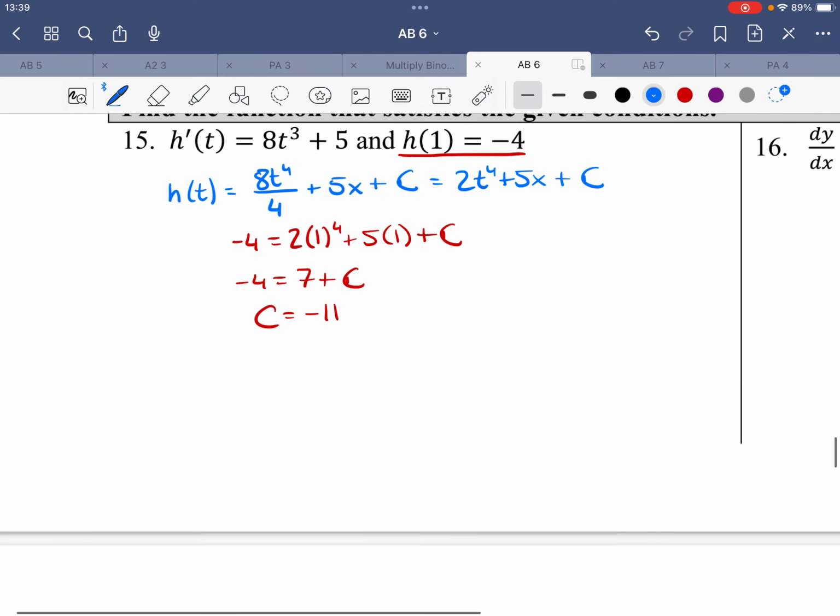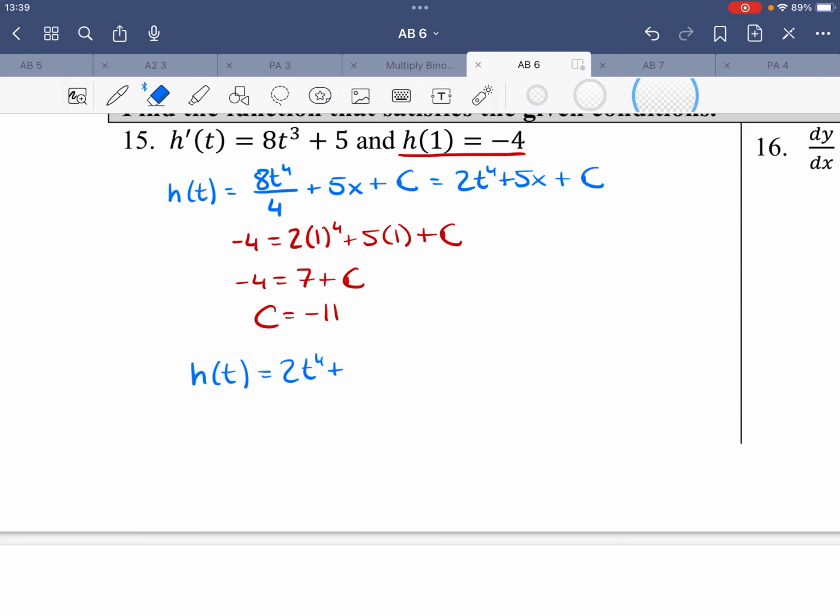And now that we have that c, we're not done yet because we still have to rewrite the function. So I'm going to write what I already had before. This is not an x, this is a t all along. And then instead of plus c, I'm going to write that -11.